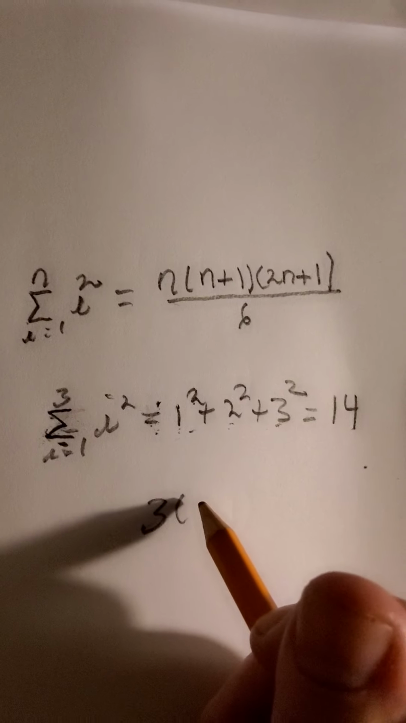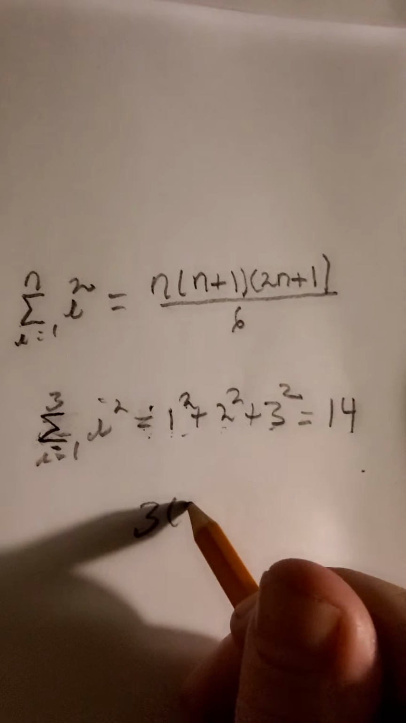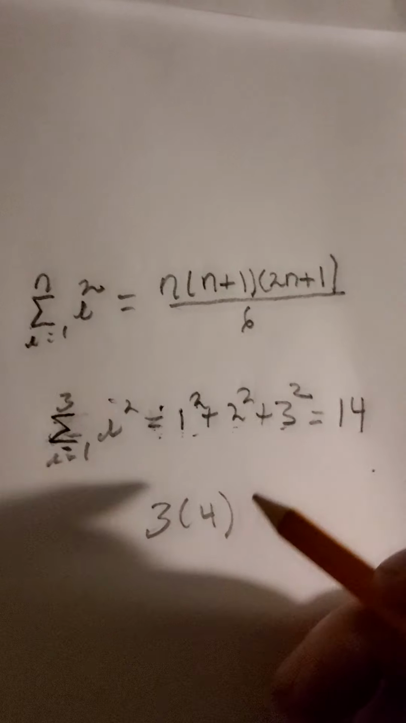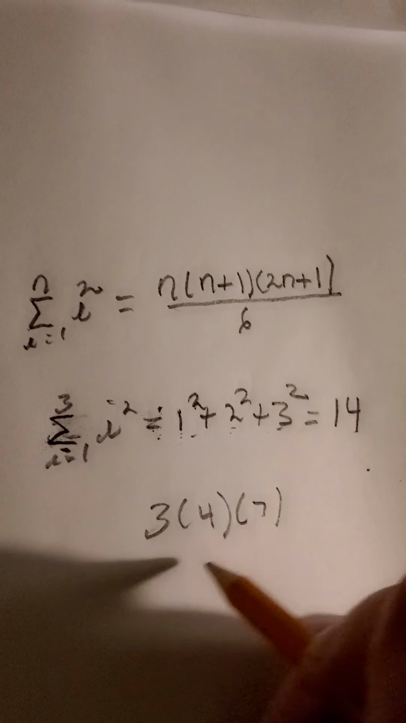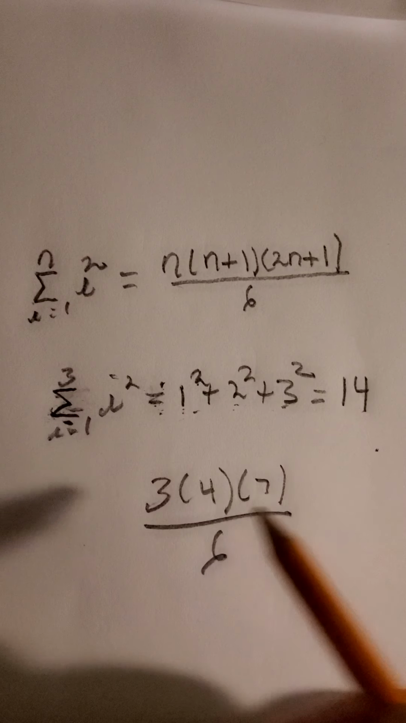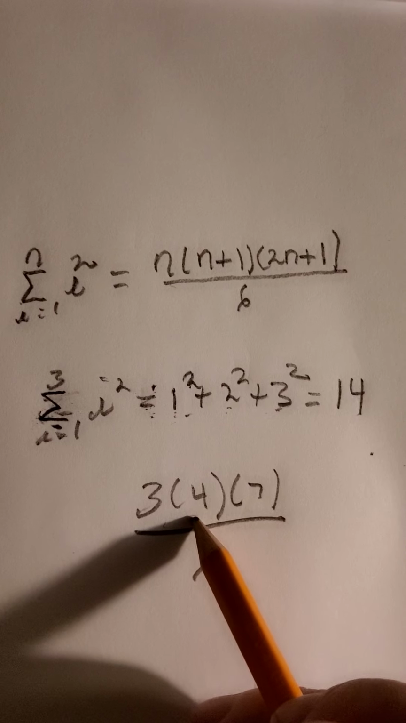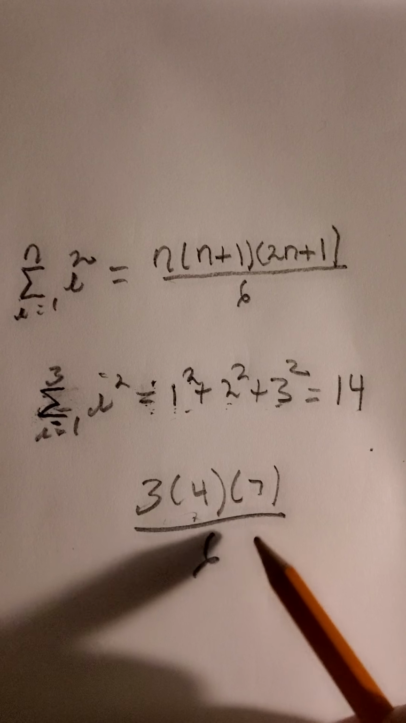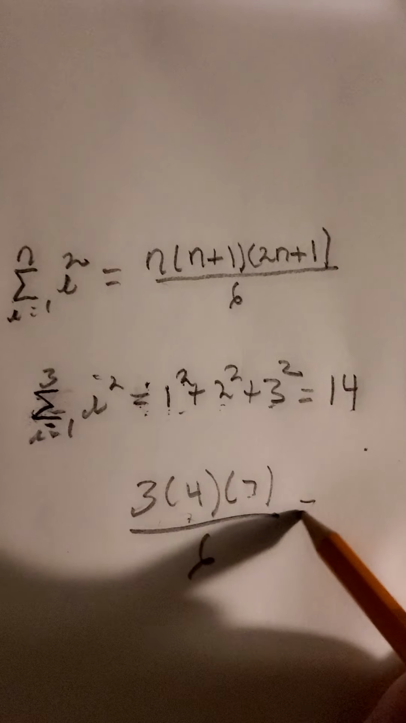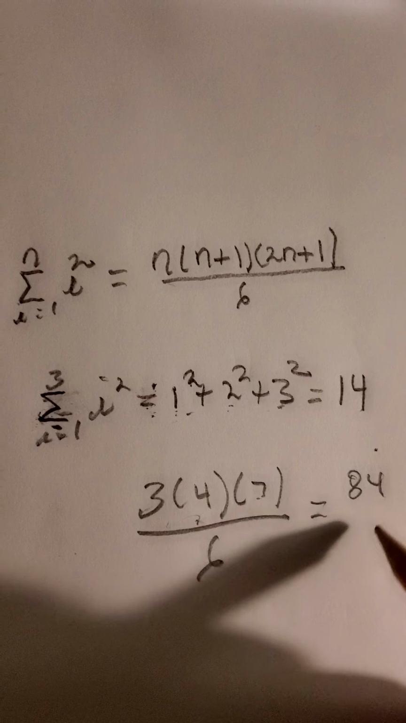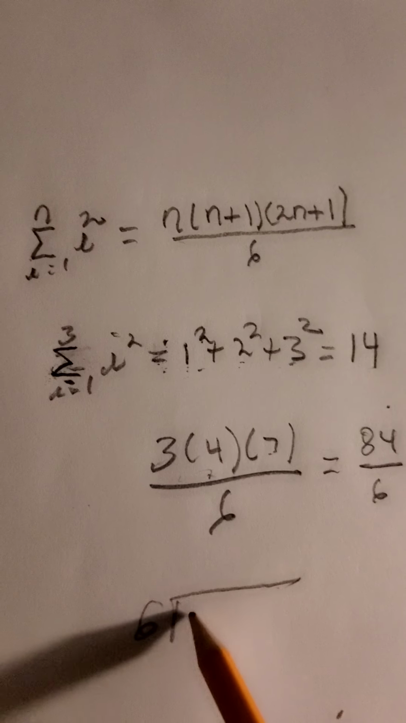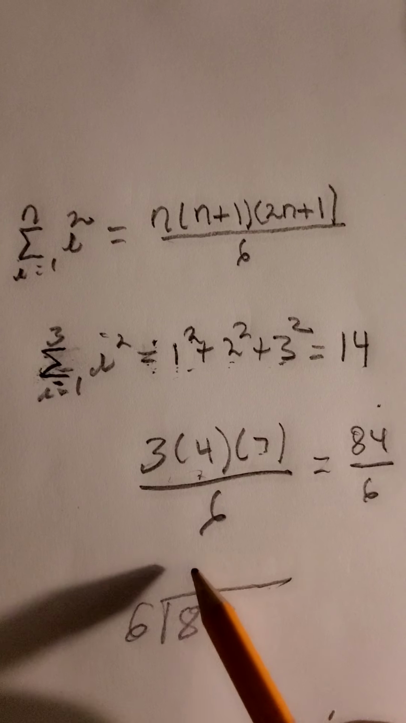3 times (3 plus 1) is 4, times (2 times 3 plus 1) is 7, divided by 6. Is this going to work? 3 times 4 is 12, and 12 times 7 equals 84. 84 divided by 6. So that's 84 divided by 6.